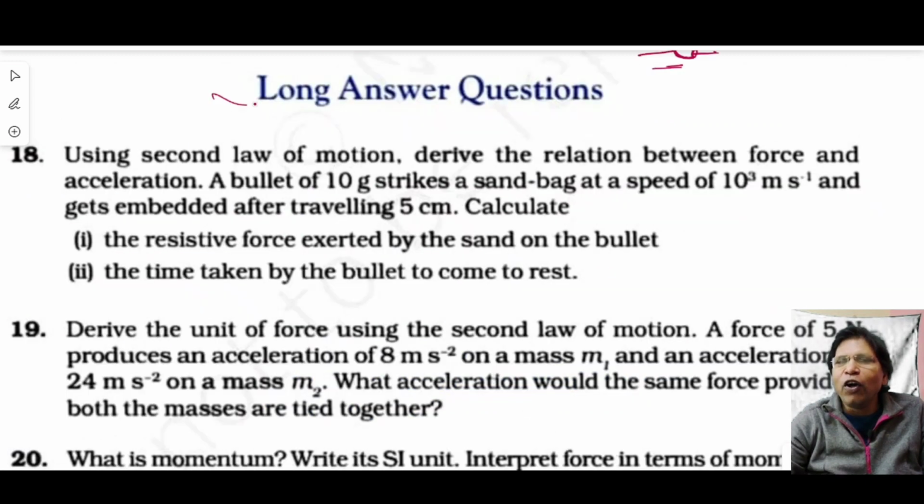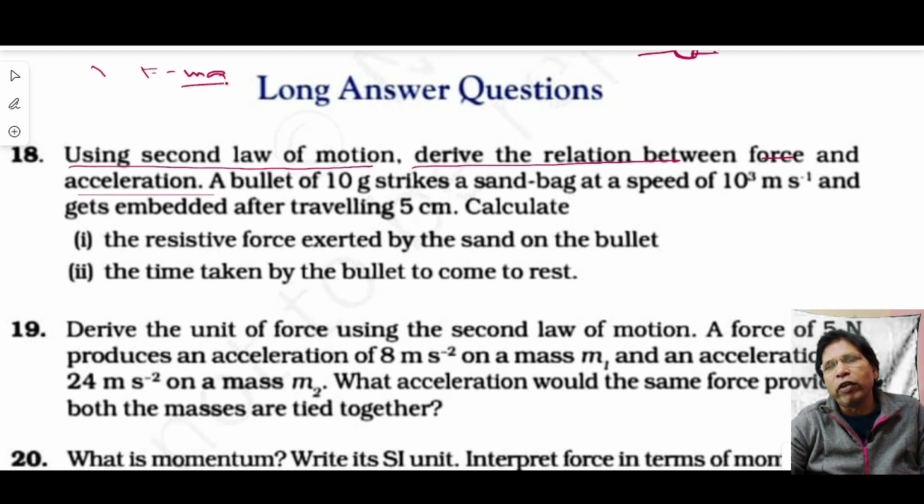Okay. Now long answer question. Using the second law of motion, derive the relation between force and acceleration. That is, we have to derive the relation force equals mass into acceleration. Now the statement of Newton's second law of motion is: the rate of change of momentum, that is delta p by delta t, is directly proportional to the force applied.